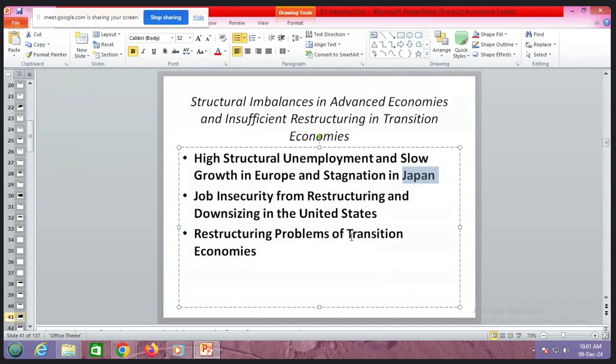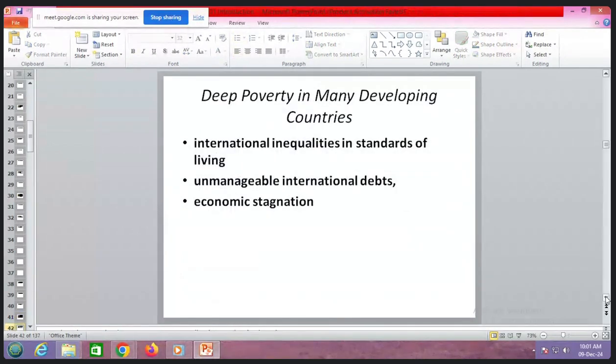And when it comes to transition economies or emerging economies, they face severe restructuring problems. So all of you by now understand what is macroeconomic stabilization and restructuring, which we had done in the first chapter of macroeconomics.